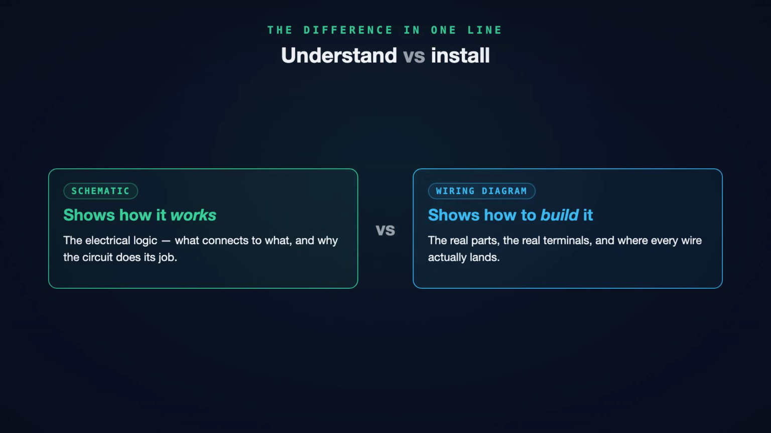A schematic is about the electrical logic, what connects to what, and why the circuit does its job. A wiring diagram is about the build, the real parts, the real terminals, and where every single wire actually lands. One is for understanding. The other is for installing. Keep those two words in your head, understand versus install, and everything else in this video just fills in the detail. Start with the schematic.